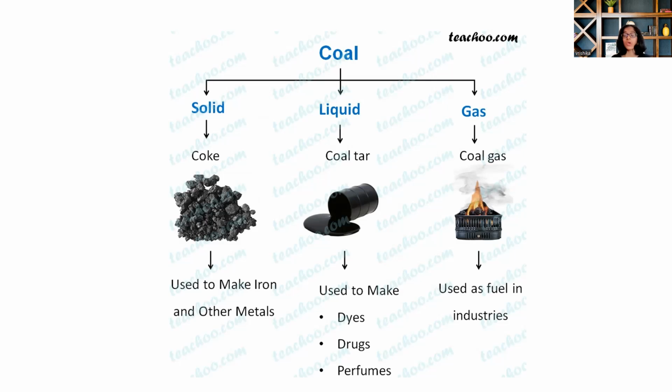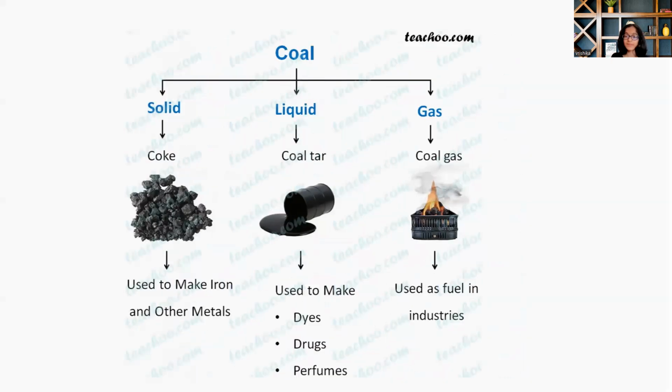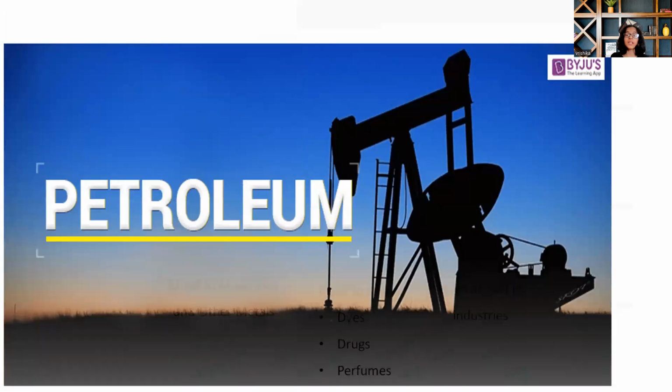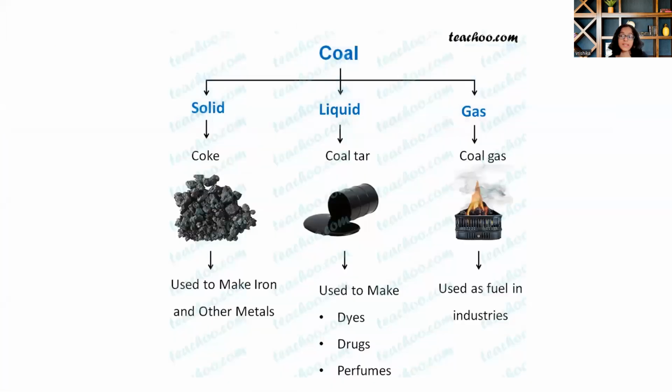Coal gas. Coal gas is present in a gaseous form. It is produced during the processing of coal to form coke. It is used as fuel in many industries. Let me tell you a fact about coal gas. Coal gas was first used to light the street lamps in London in the year 1810. Afterwards, it was used in New York as well in the year 1820.